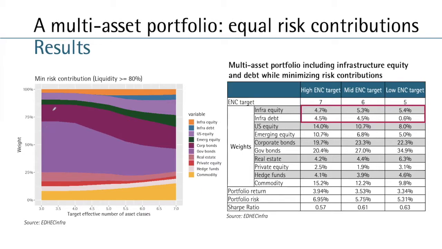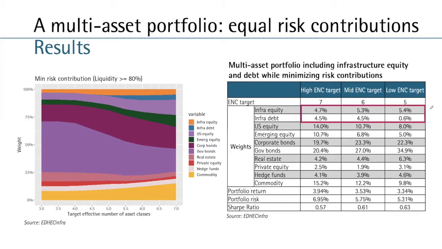We note that with a lower ENC target, fixed income has a much larger allocation in the portfolio, since the focus is on reducing the risk contributions. And as the ENC target is increased, the optimizer forces other asset classes to participate as well, and the allocation is taken further away from equal risk contribution.